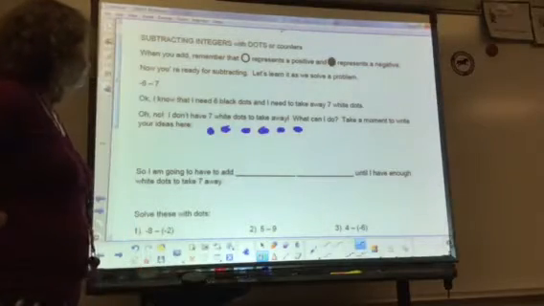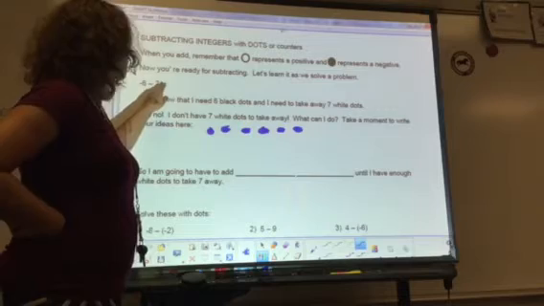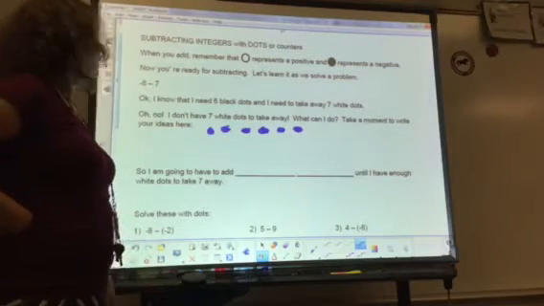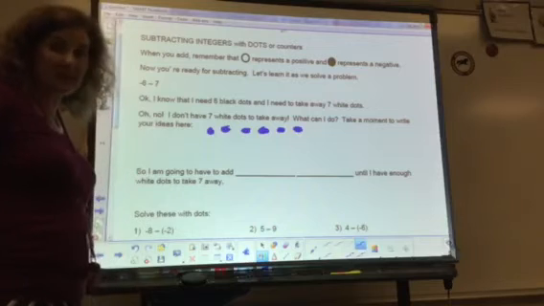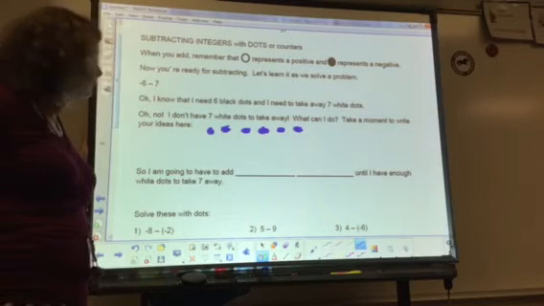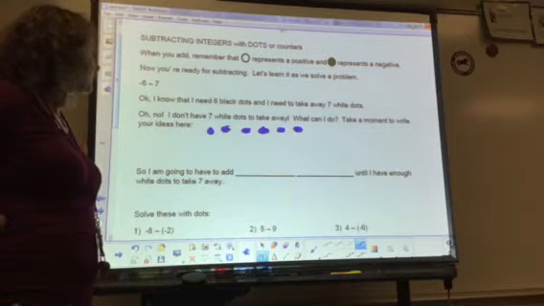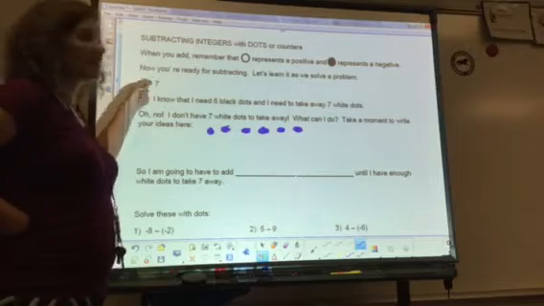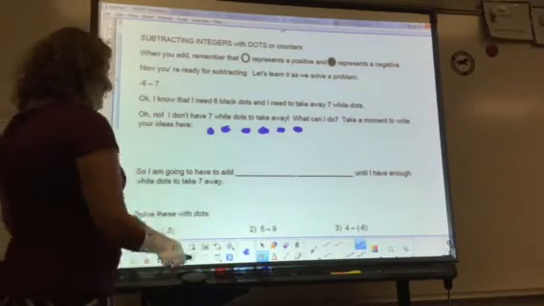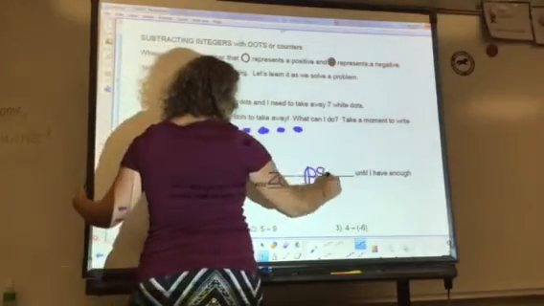Now, that does not say -7. That says minus +7. So I need to take away 7 positives. Do you see 7 positives anywhere? Neither do I. I have 6 negatives, and that's all I have. So what I have to do in this case, in order to be able to take away something that I don't have, I add what's called 0 pairs.